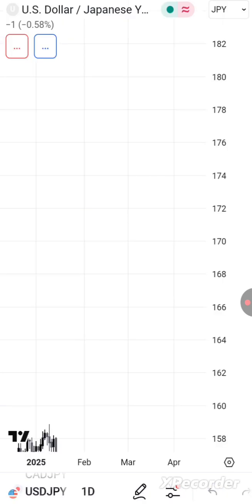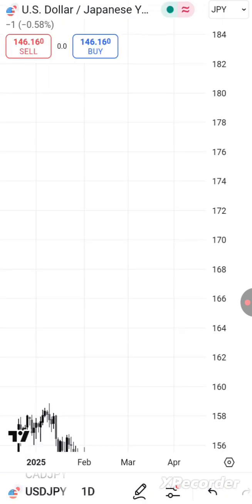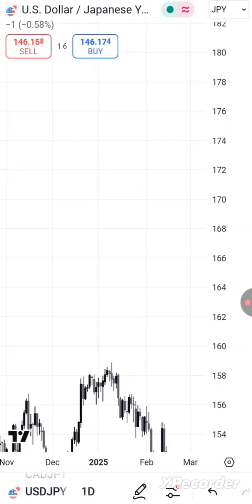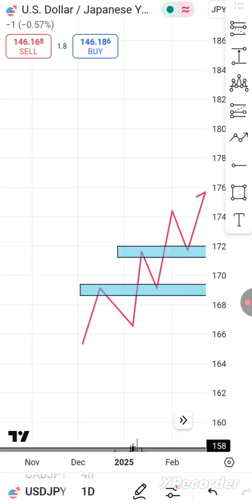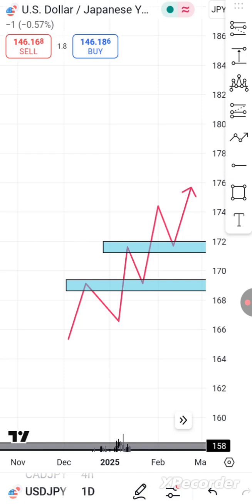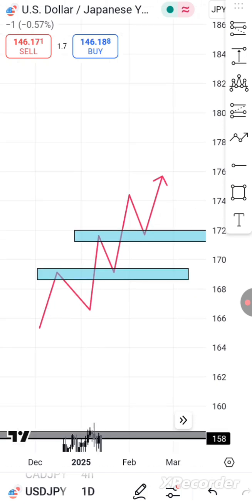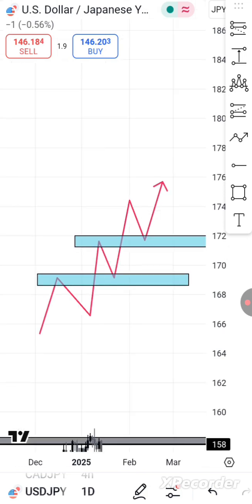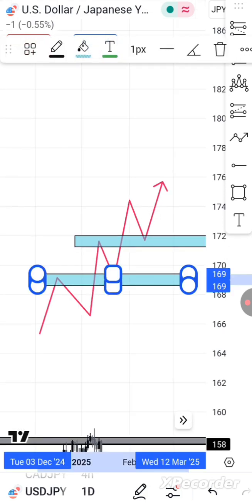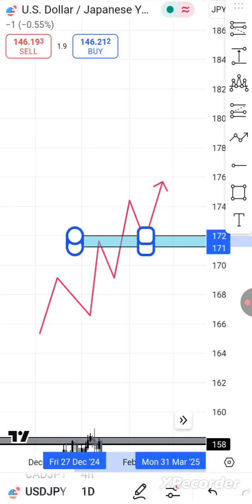Good. All right, so now I'll be using the naked chart to explain the market structure. This is the previous one I did, so let me erase this one for you to know how I got this. Let me erase.